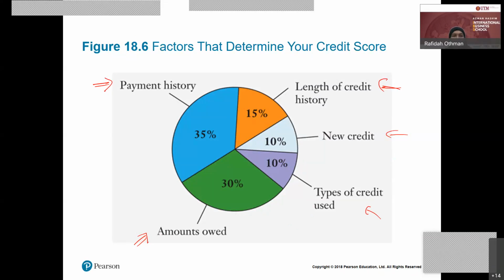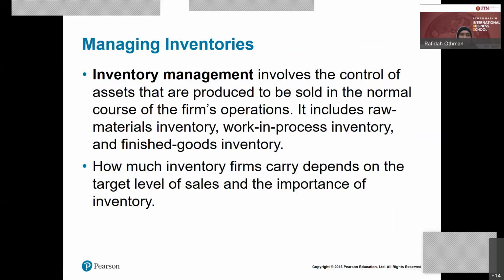Last but not least, we are talking about managing inventories, where we want to control our inventory and know when is the right time for us to sell our product. If we have production from raw material to finished product, we have work in progress.